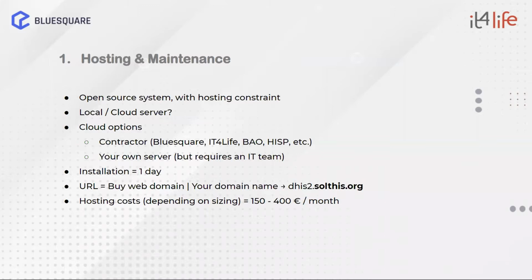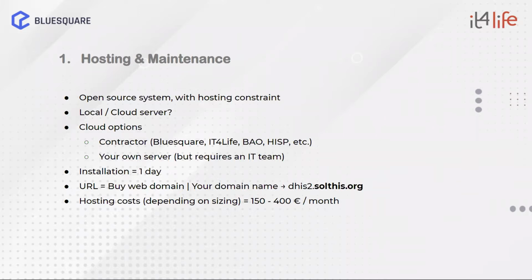The first one: DHIS2 is known as an open source system. It means that it is free of charge. There is no license to pay, and you can install it on your computer locally. Okay, but for a project, you will need to have it on a real server. So you will have hosting constraints. You will have to pay for the hosting.